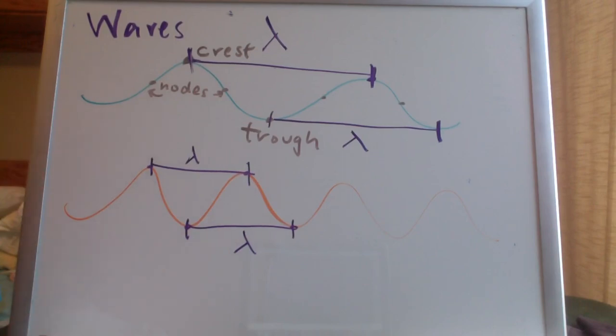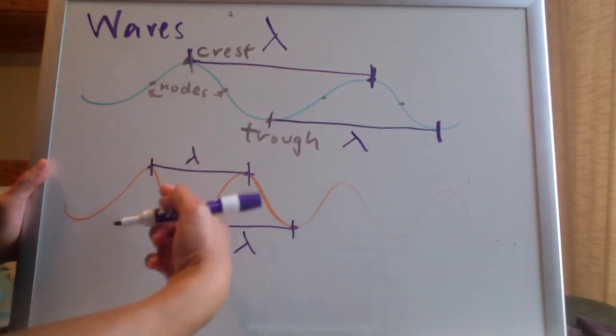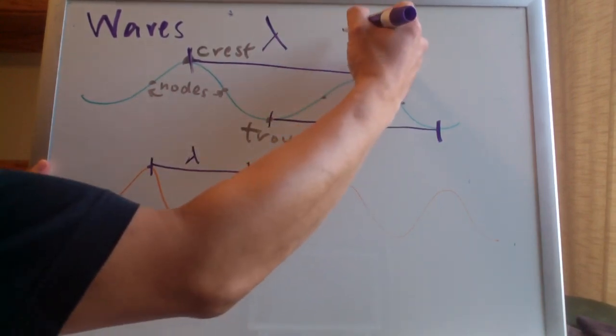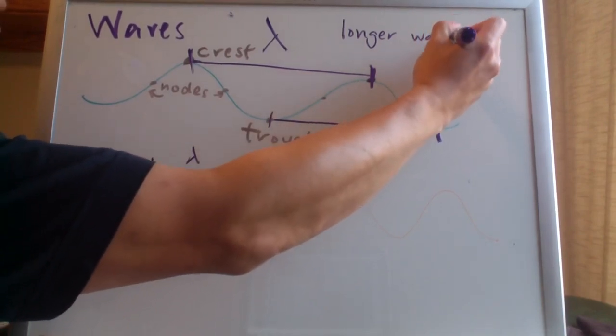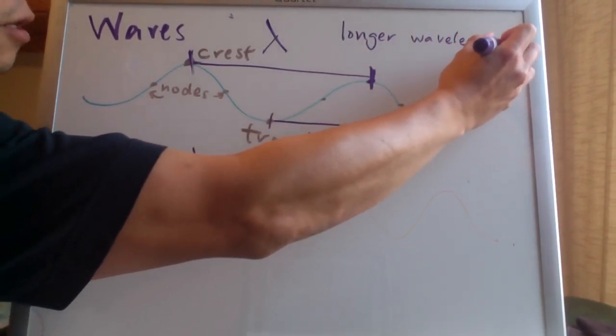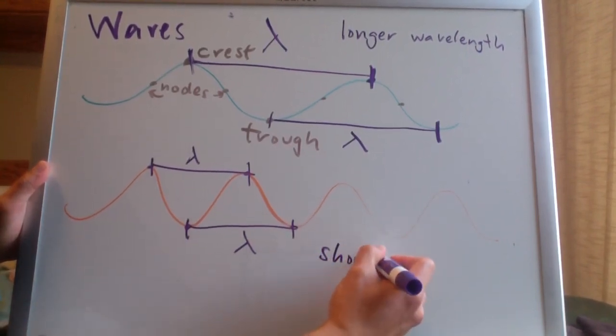Now, like I mentioned in the previous part of the video, this is obvious. This should be a longer wavelength that we have here. So this is a longer wavelength relative to the one that I drew on the bottom. The one on the bottom would have a shorter wavelength.